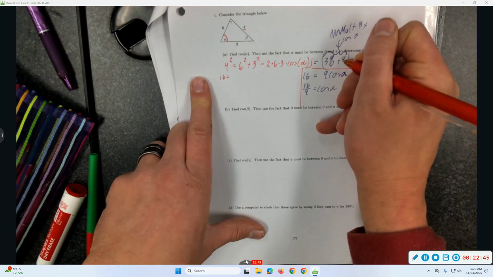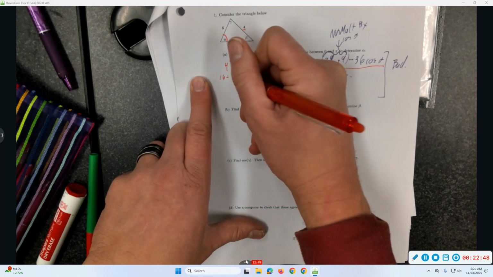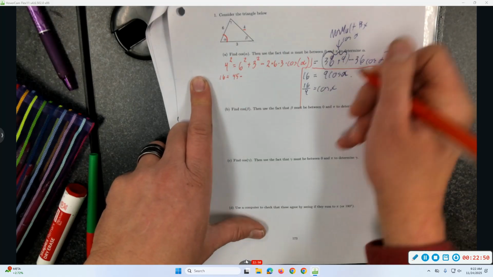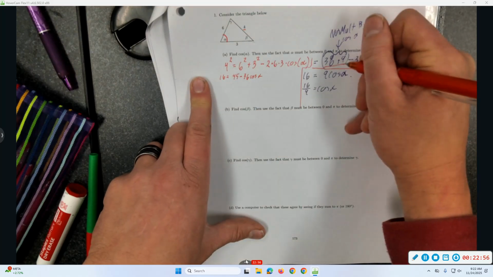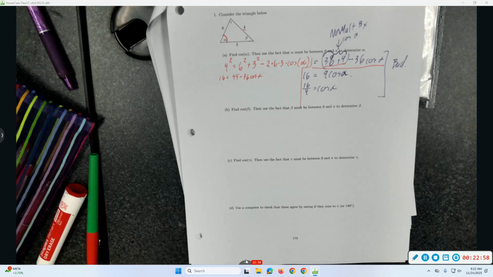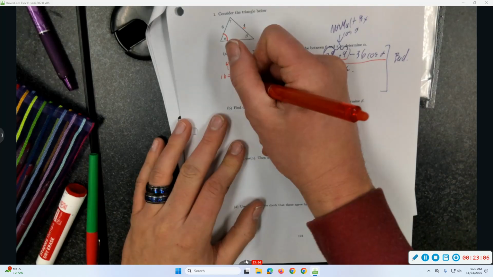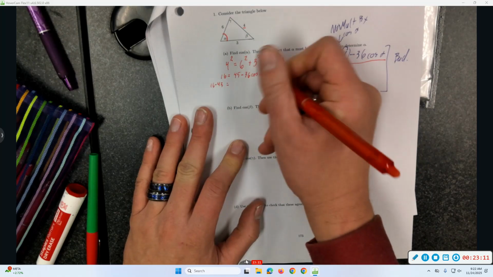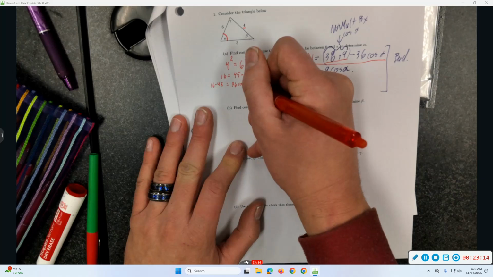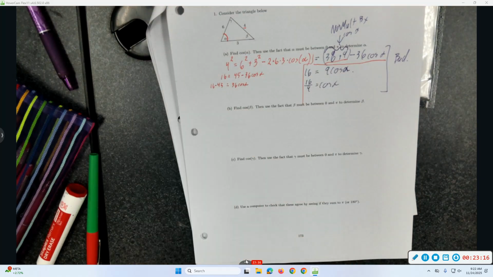Equals 12 plus 9 is 45, right? Alright. 45 minus 36 cosine alpha. So you can combine those together. You want to solve that for cosine alpha? What do you do? Subtract 45 to the other side. That seems good. 16 minus 45 equals 36 cosine alpha. Gosh, and 16 minus 45 is negative 29.